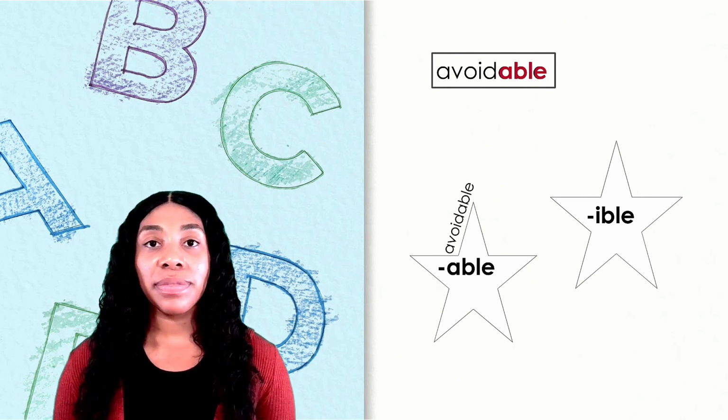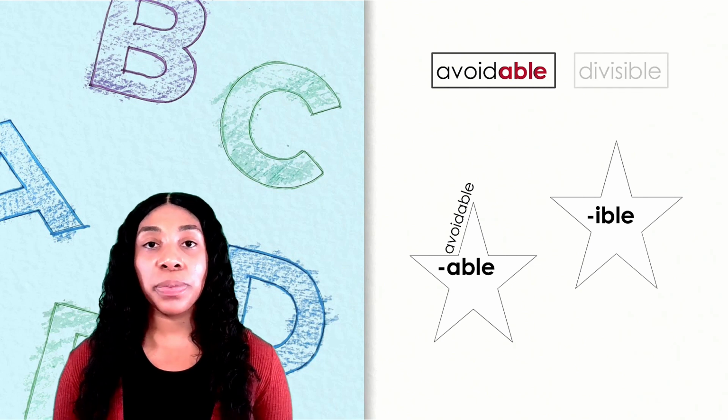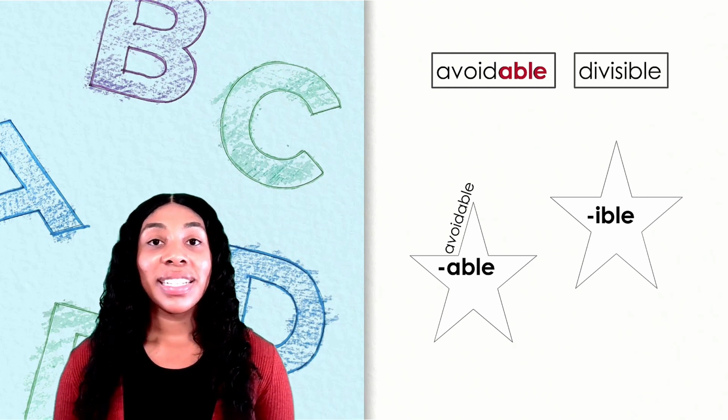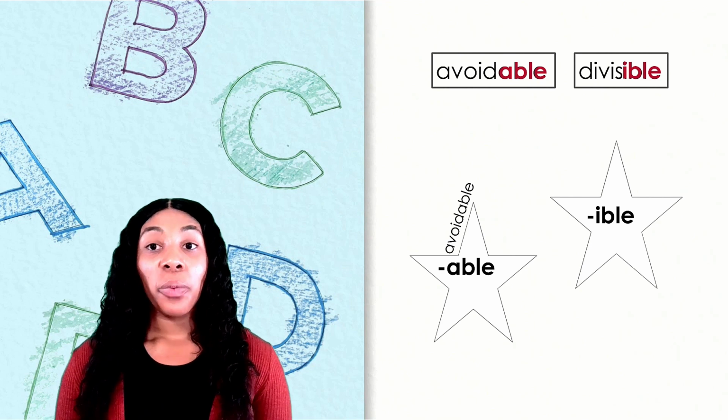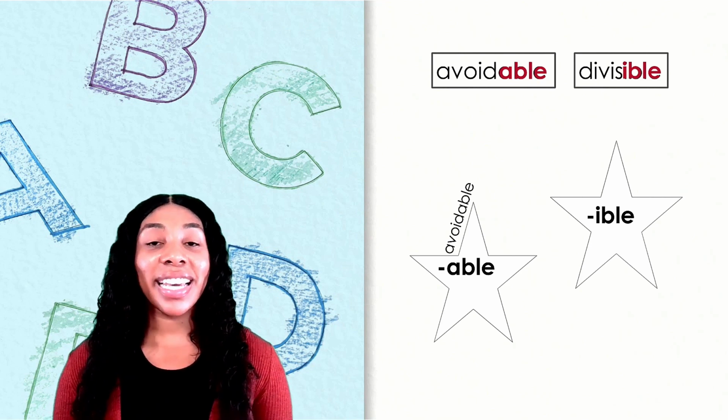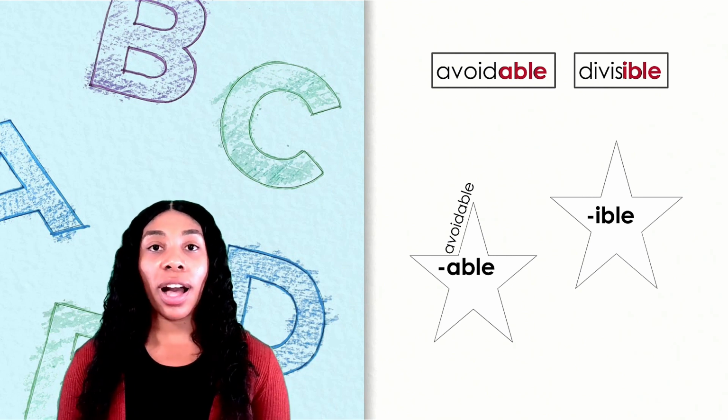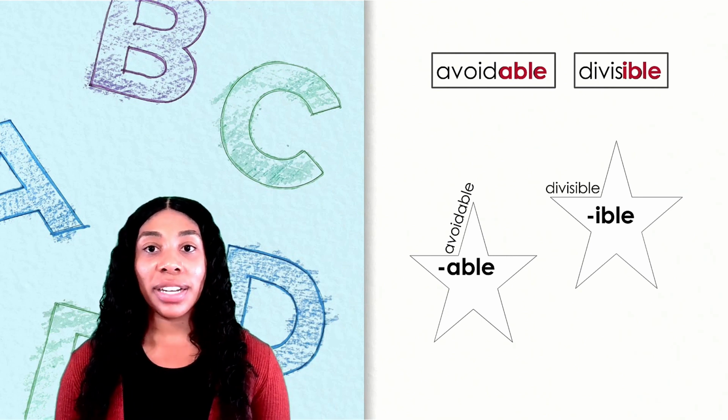Here's our next word. Go ahead and read this word. Divisible. Which star does divisible belong on? We see IBLE at the end of the word and know divis is not a real word, so it belongs on the IBLE star.